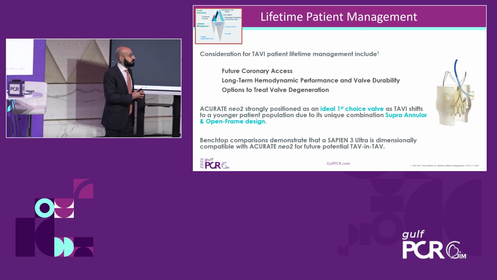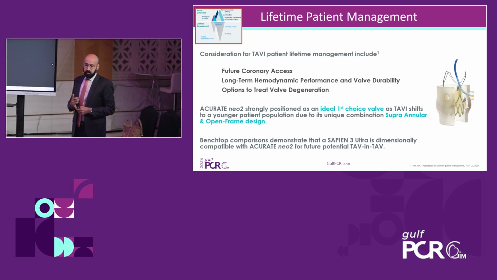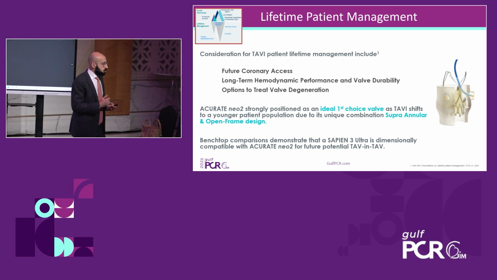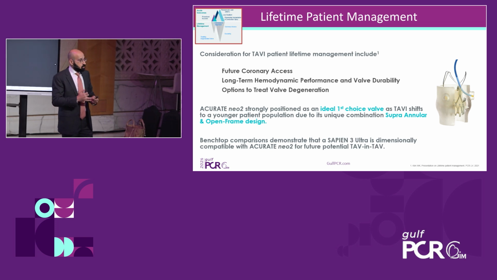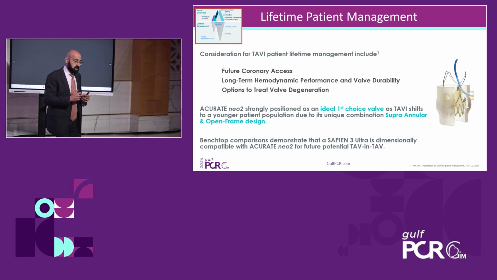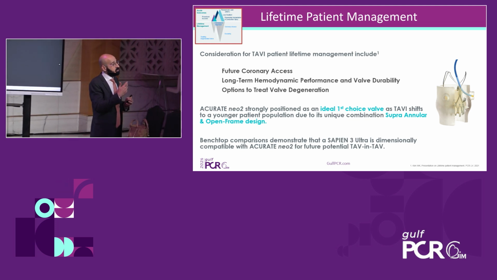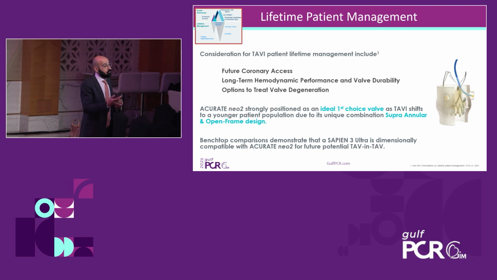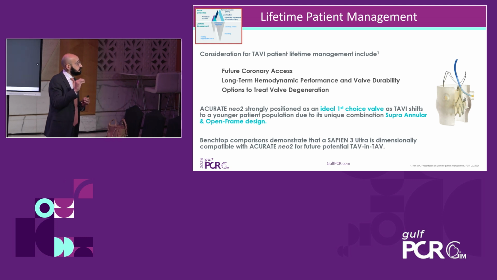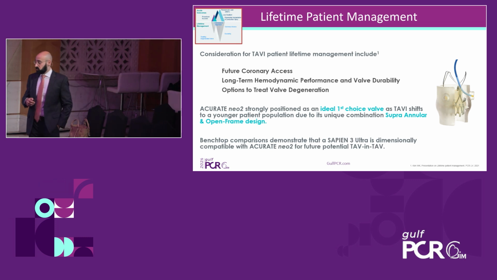So when do I choose ACURATE Neo 2? It's a good index valve to be chosen for native aortic valves. I think it's a very good valve if you have low coronary heights, or small sinuses, because of the supra-annular design. If you have small sinuses and small annuli, you will get better hemodynamics and you will not compromise coronary access. It's also a good valve for young patients with concern of conduction abnormalities, because you will have a lower chance of need for a permanent pacemaker in this population.